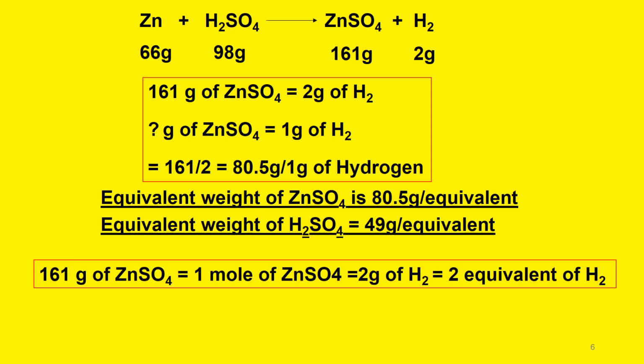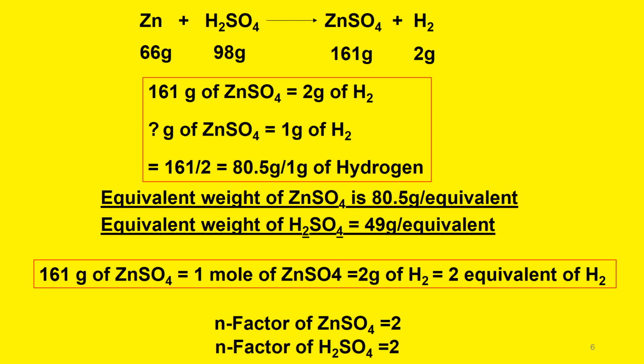161 grams of ZnSO4 is equivalent to 2 grams of hydrogen, which is equal to 2 equivalents of hydrogen. Therefore, the N factor for zinc sulfate is 2. In the same way, sulfuric acid has an N factor of 2.